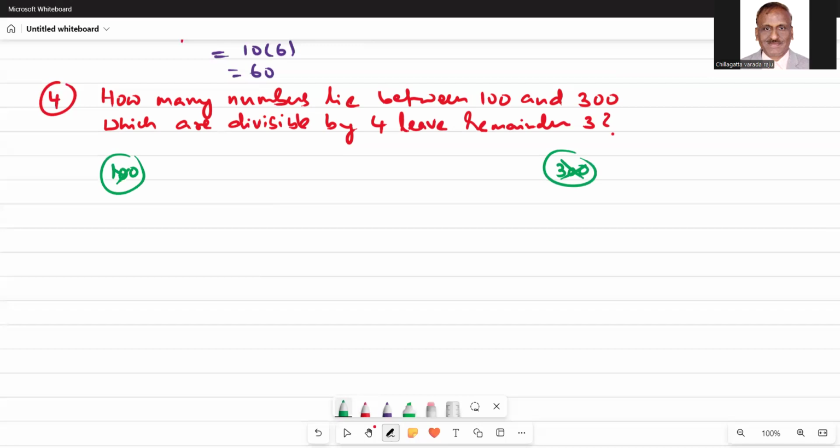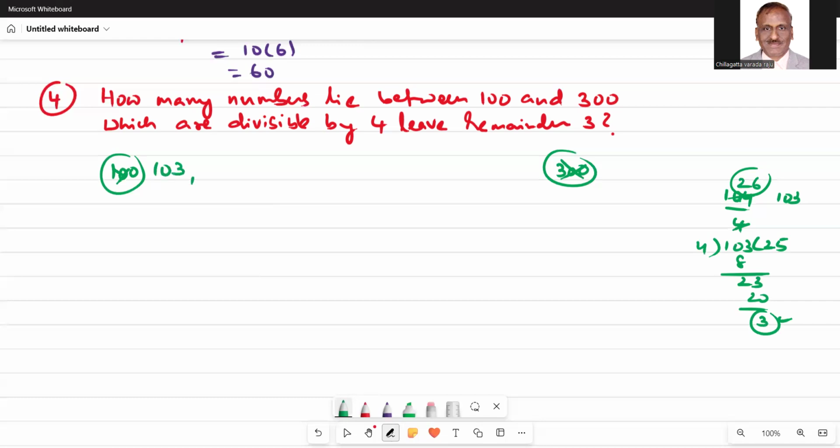Can you guess what will be the first number? Okay, take a simple divisible term first. 4 2s are 8 and 4 6s are 24. 104 is divisible by 4. Suppose I take 103, what happens? We divide 103 by 4. 4 2s are 8, and 23. 4 5s are 20. And what will be the remainder? You are going to get 3. That means the first number after 100 which leaves remainder 3 when divided by 4 is 103. Correct, sir?